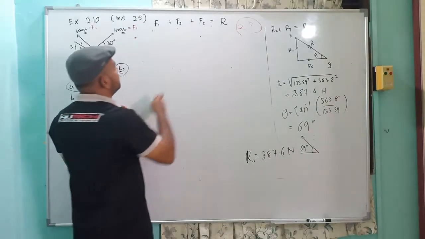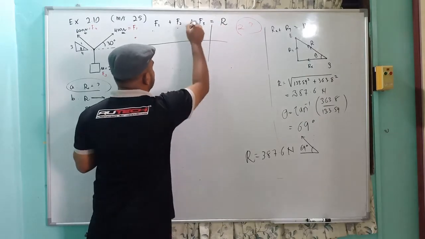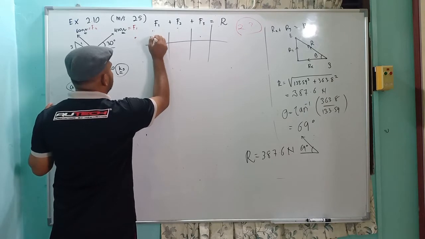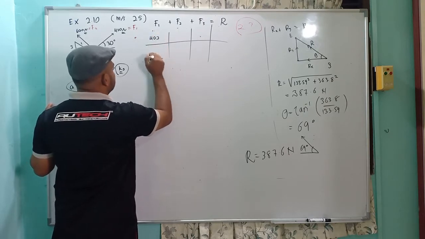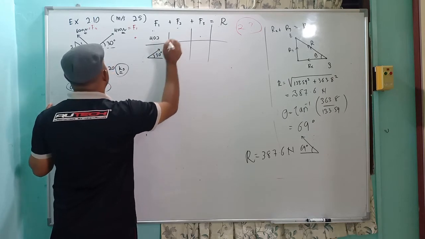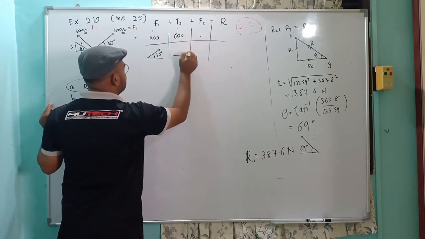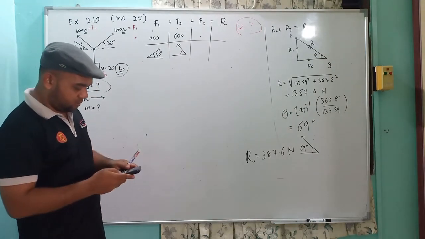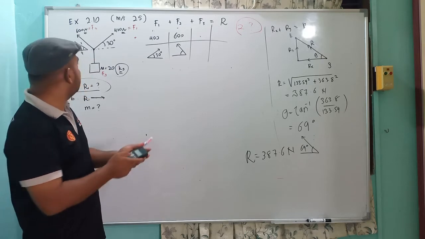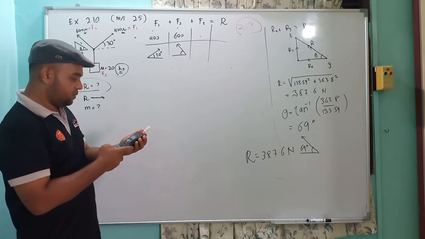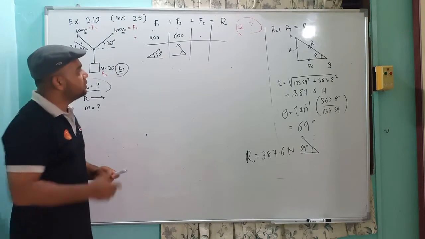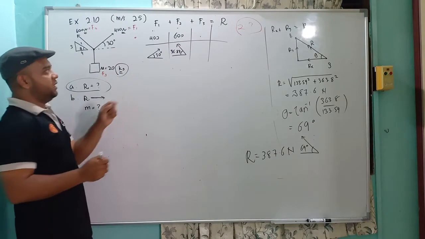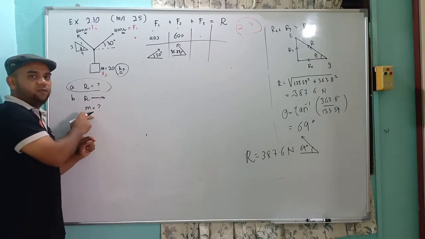Okay, so now, F1 is the same, which is 400 at 30 degree, F2 is 600. What is the angle that we have? Tangent minus 1, 3 divided by 4, 36.87. F3. Now the question is what is the value of M?